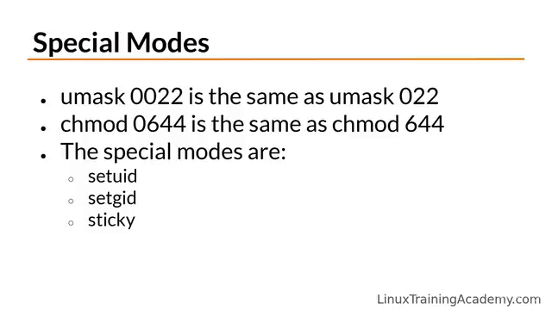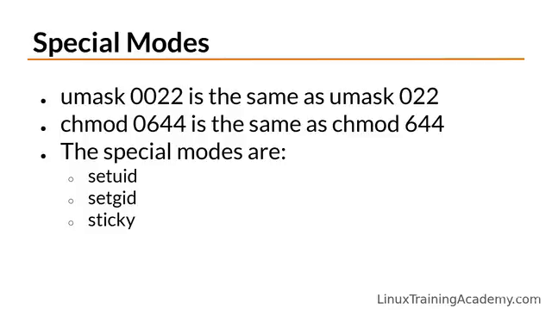If you were to run umask without any arguments, it will display the umask in 4 characters instead of the 3 that we've been working with. The 3 characters we've been working with represent user, group, and other. However, there is one other class, and this class is considered special modes. And these special modes are setUID, setGID, and sticky.